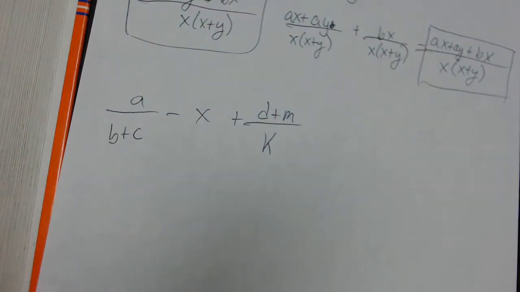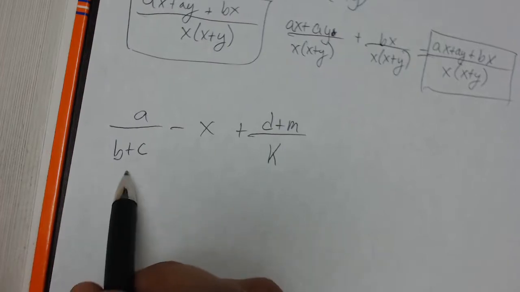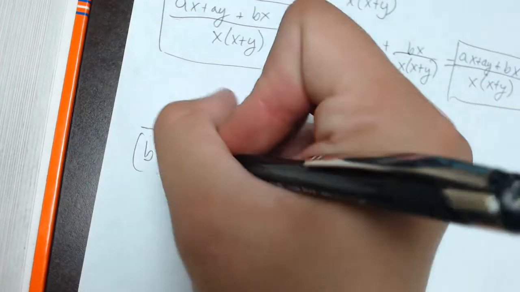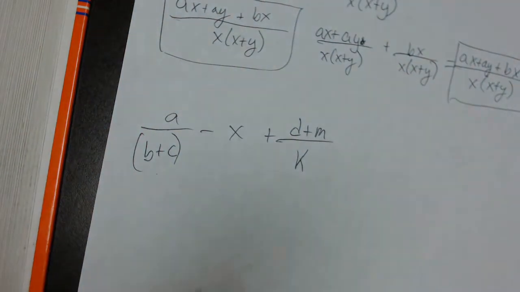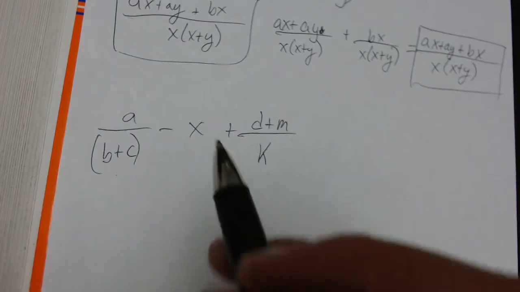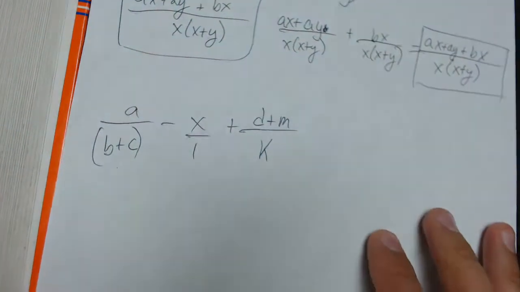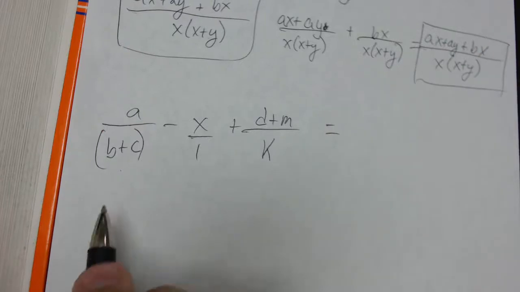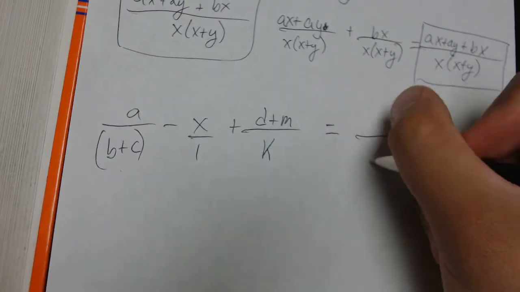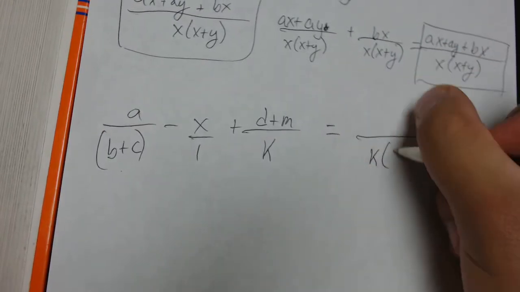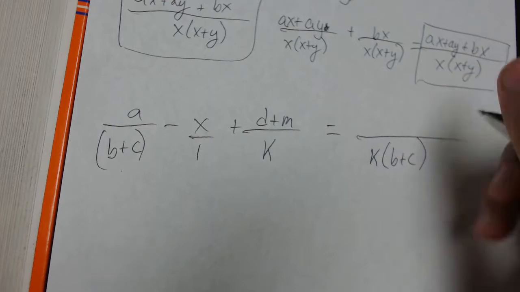So again, we have to look for our common denominator. Here we have a polynomial in our denominator, so let's go ahead and put that in parentheses, so we're already thinking of it as a single number. And then this denominator is actually just going to be the number 1. So our common denominator is going to be k parentheses b plus c.